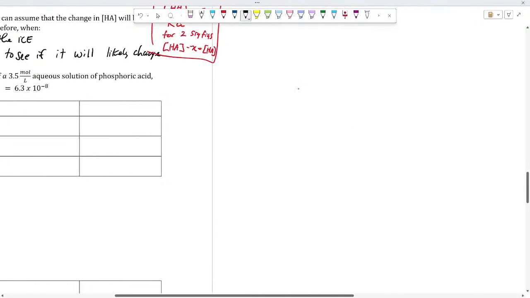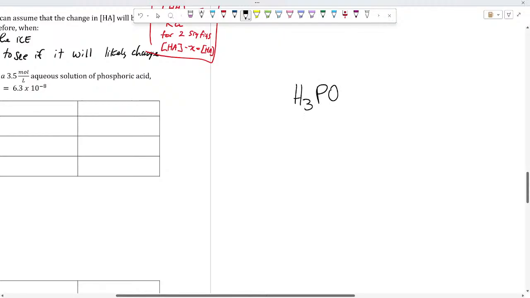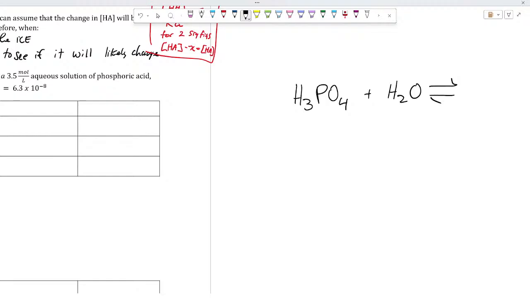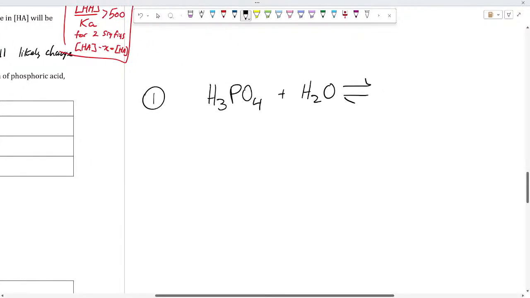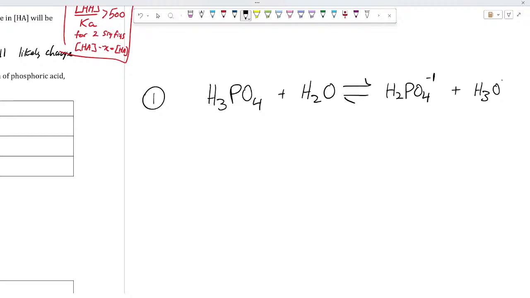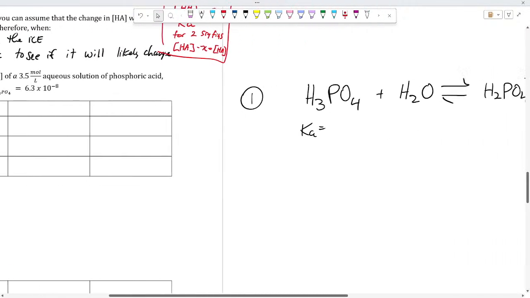Before you write anything, H3PO4, when it acts as an acid with water, what's the reaction going to be? H2PO4, what charge will that have? Nope, it's giving up an H+, so it will be negative, and then what will the other thing be? H3O+. Okay. And then that has a Ka value, and it tells us over here what it is, so that's okay.